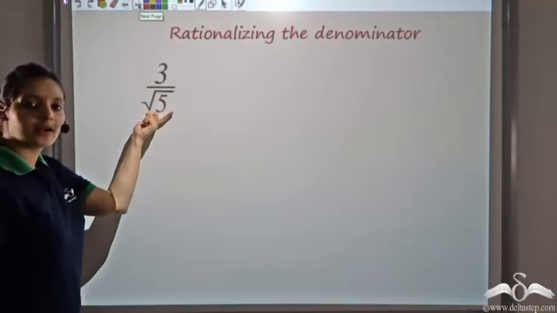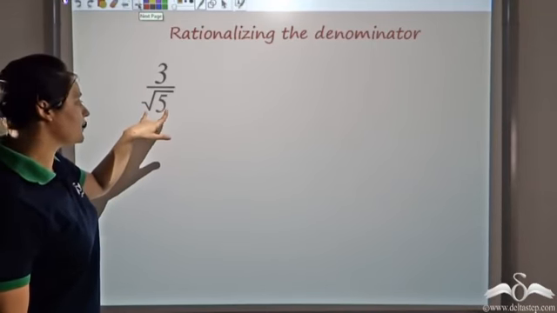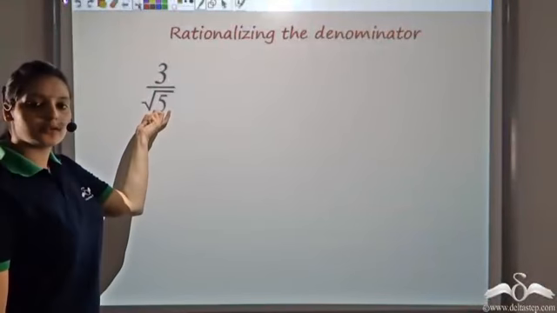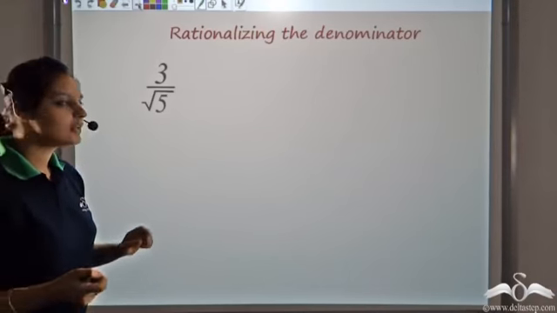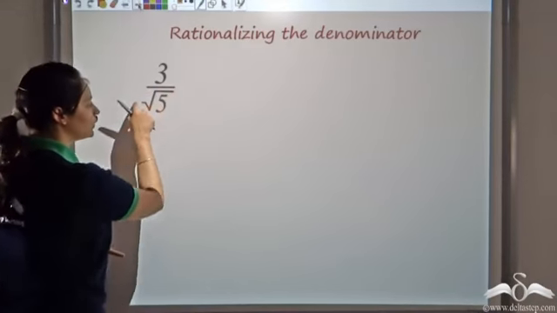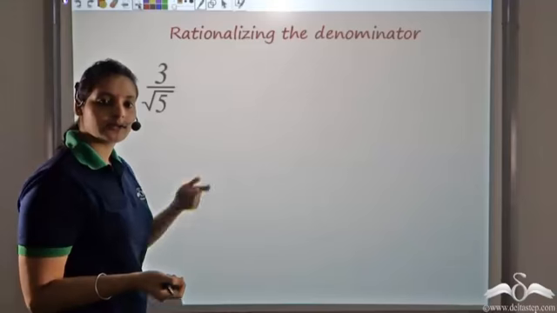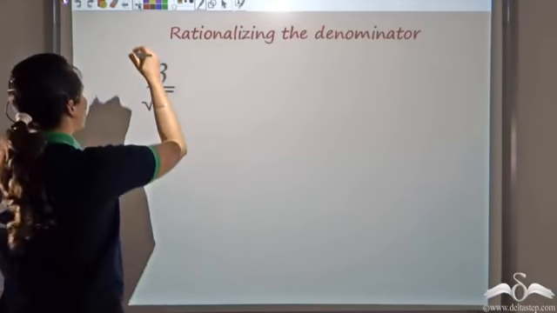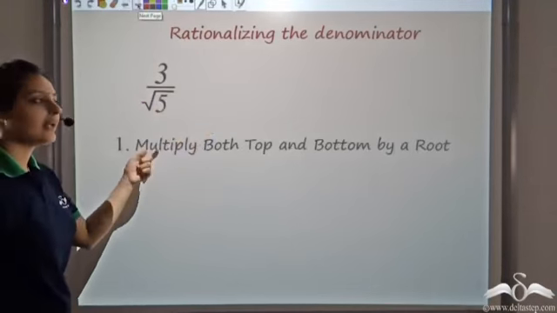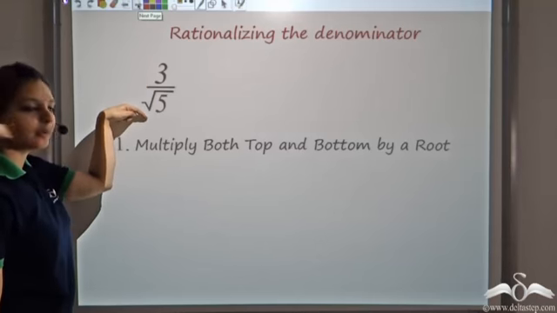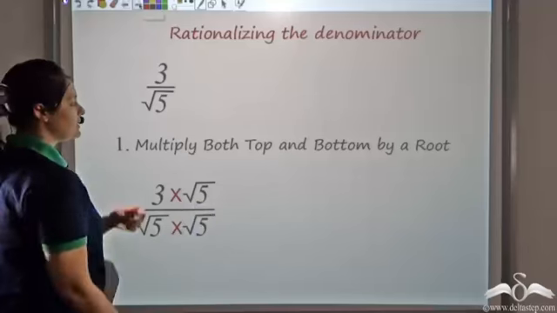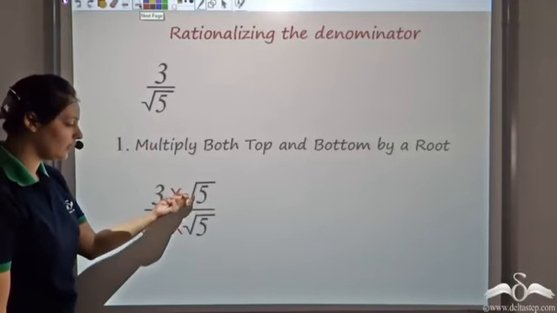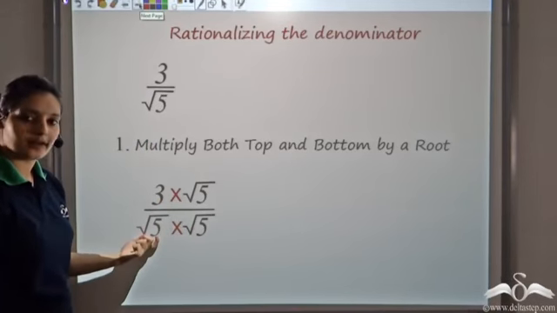This is an irrational number now. Now, how do I convert this irrational to a rational number? We had seen that if I multiply under root 5 with under root 5 only, that gives me 5, which is a rational number. So that's a way in which I can convert an irrational to a rational number. So what I do is, I multiply both the numerator and denominator by a root, which is under root 5 in this case. So I multiply the numerator and denominator both by under root 5.